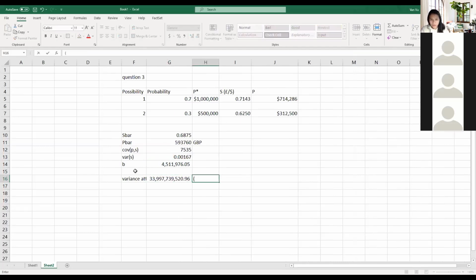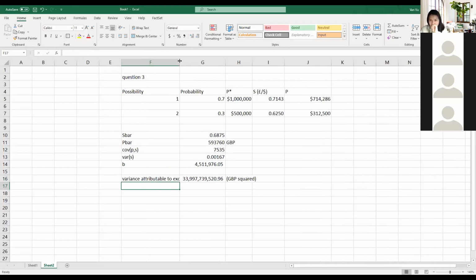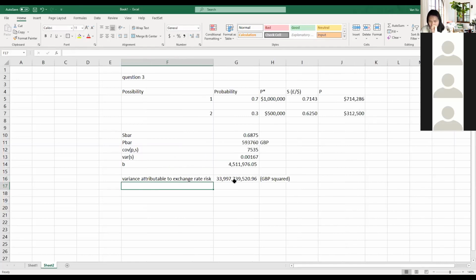So this is going to be dollar square. Sorry, this is pound square because the home currency is pound. Can you explain the pounds squared meaning, please? Why is it squared, not just pounds? That's because it's a variance.